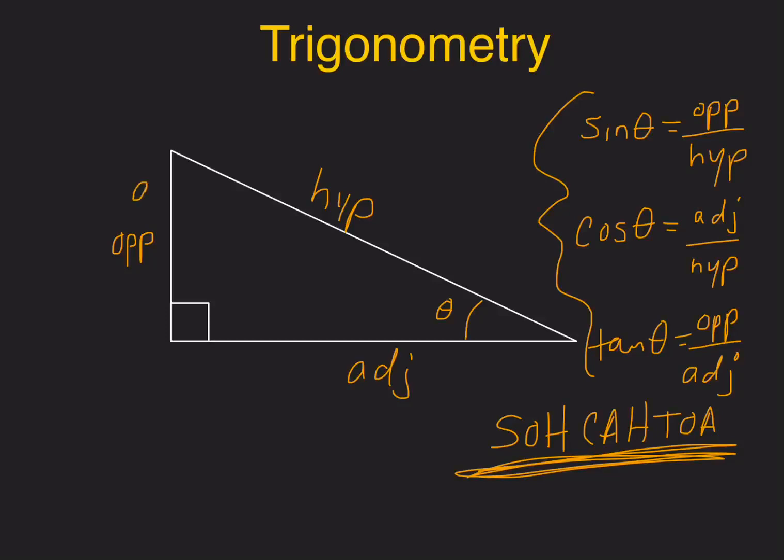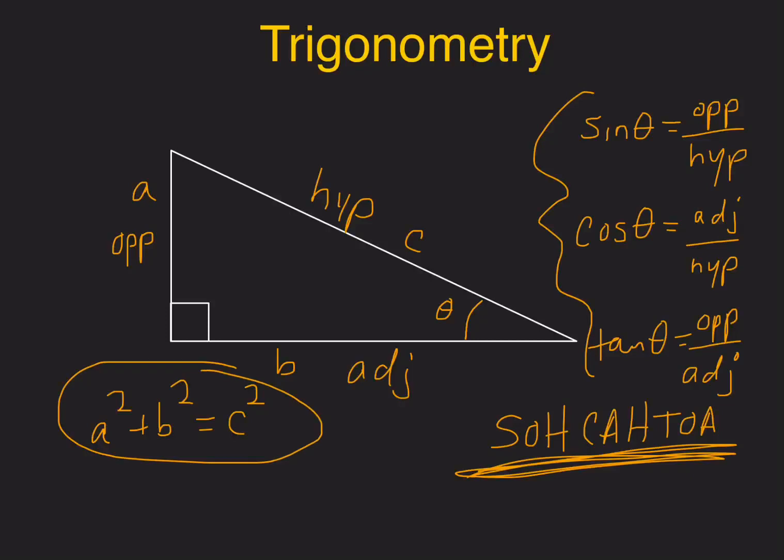If this side is A, and we'll call this side B, and the hypotenuse we'll call C, then another relationship is that A squared plus B squared equals C squared. Most of you call this Pythagorean's theorem, but there's actually a little bit more to it than that. We'll come back to that in a second. But you can use this as Pythagorean's theorem for triangles that just have a right angle. Okay, that's the easy trig.